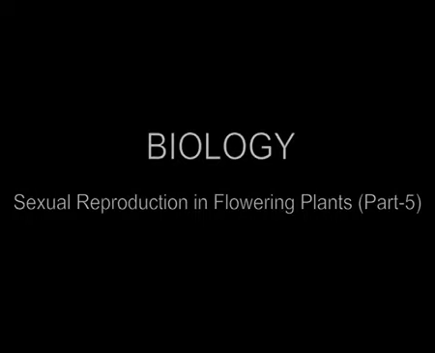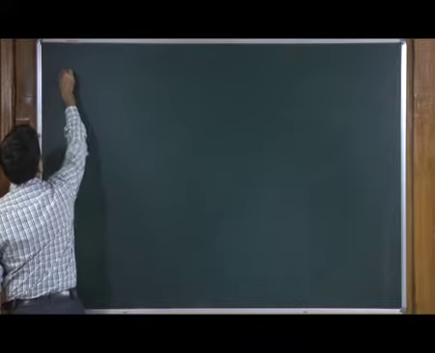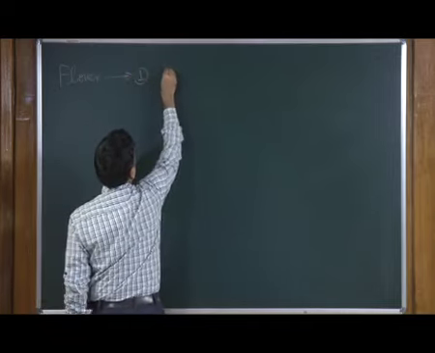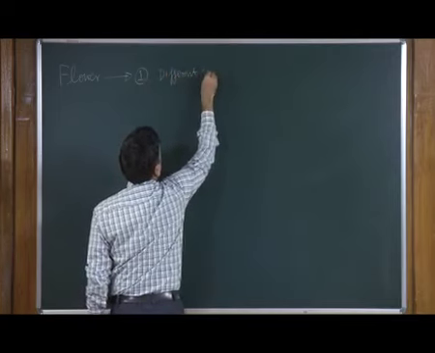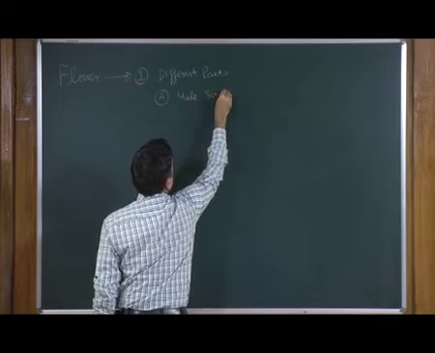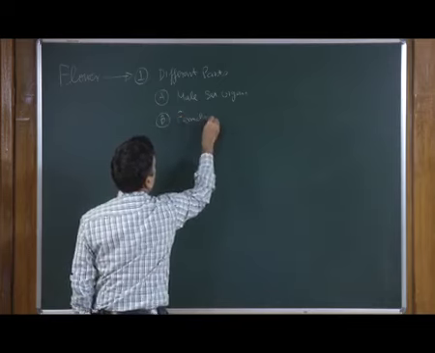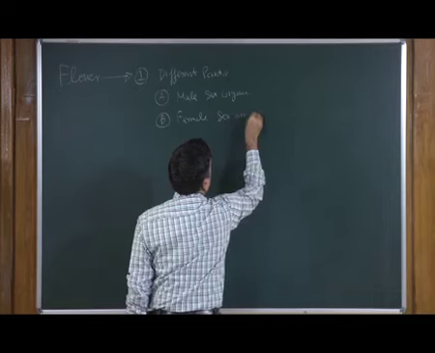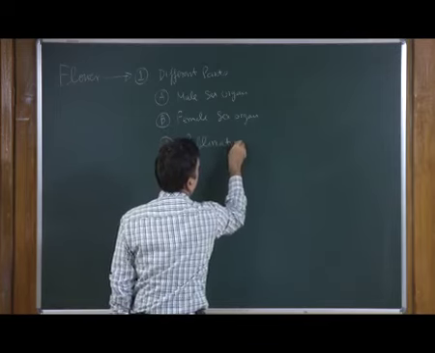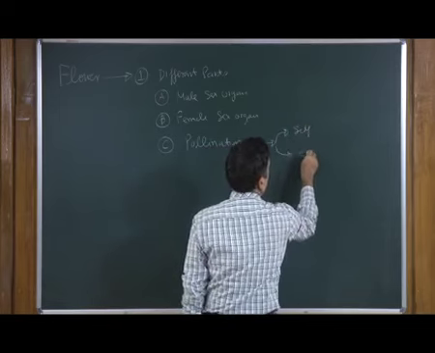Let us continue our discussion about sexual reproduction in flowering plants. So far, we have discussed the flower, its different parts, mainly the male sex organ, the female sex organ, and the different mechanisms of pollination, which is either self pollination or cross pollination.